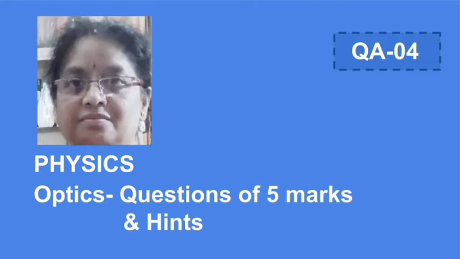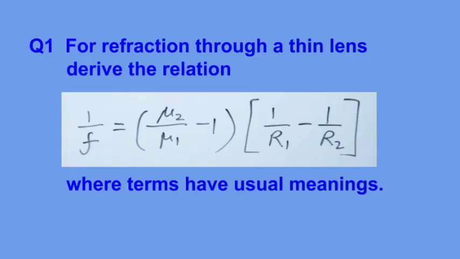In ray optics, you may recall there is an important relation known as lens maker's relation or formula. The first question is about that. So the question is, for refraction through a thin lens, derive the relation 1 by f is equal to mu 2 by mu 1 minus 1 times 1 by r1 minus 1 by r2, where terms have usual meanings. The answer of this question is not difficult. There is a very simple derivation that you can follow from the lesson of refraction at spherical surfaces.